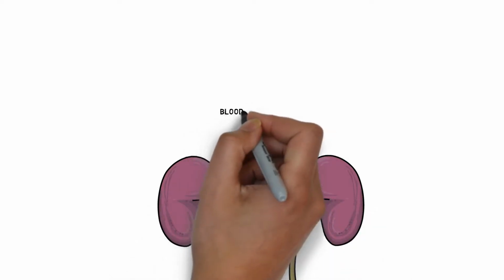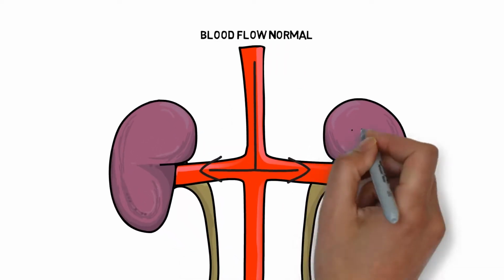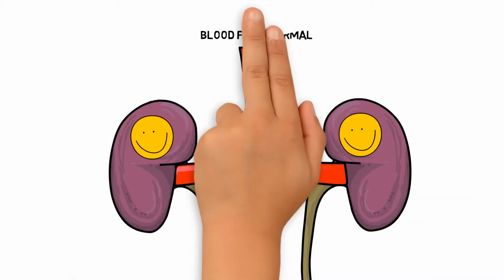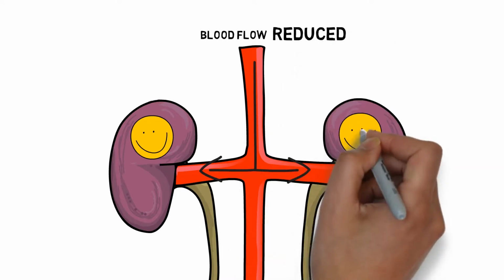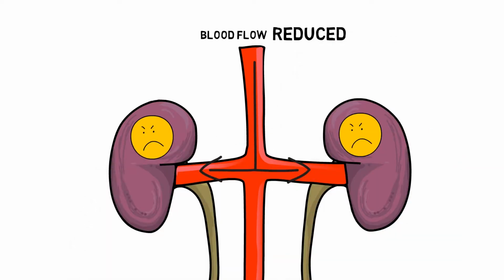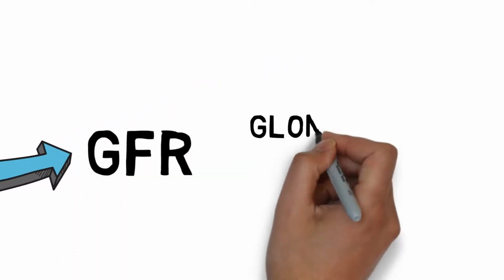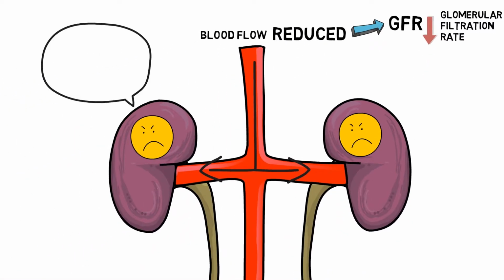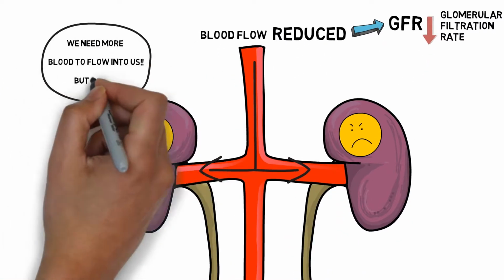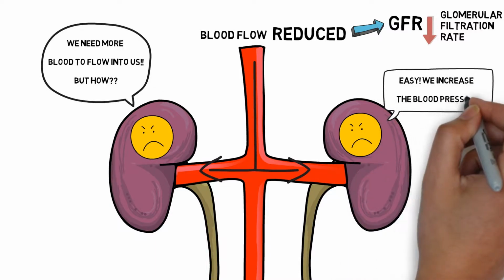Kidneys are fed by the aortic blood flow, and when it is normal, kidneys are both happy. However, if that blood flow is reduced for any reason, and it could be several reasons, kidneys aren't so happy. So what happens when the GFR, or glomerular filtration rate, gets reduced? What do the kidneys do? They basically decide we need to increase the blood flow. And how do they do this? They increase the blood pressure.